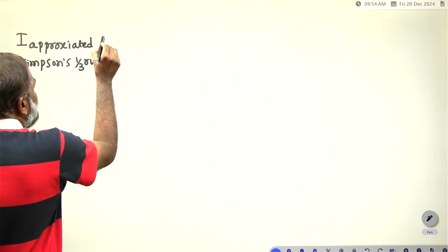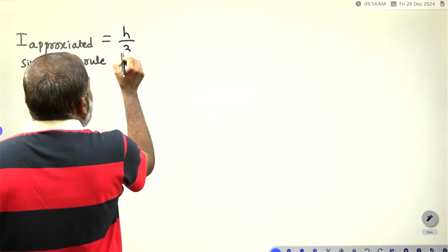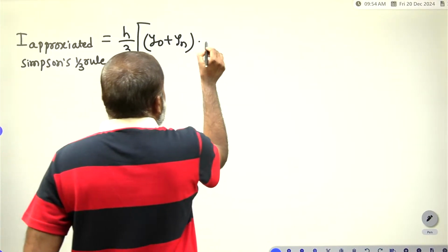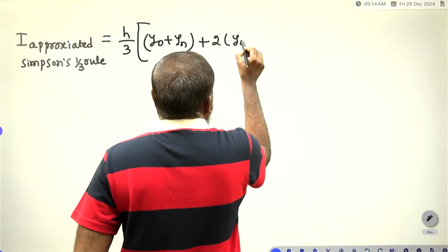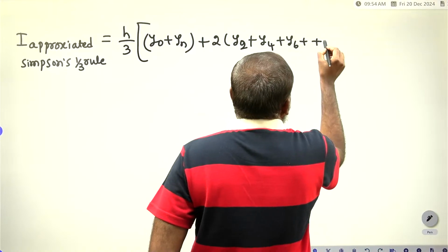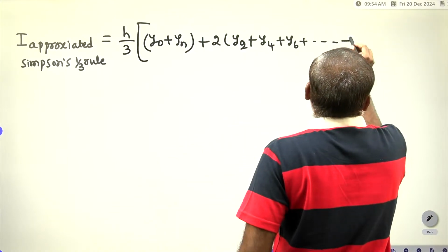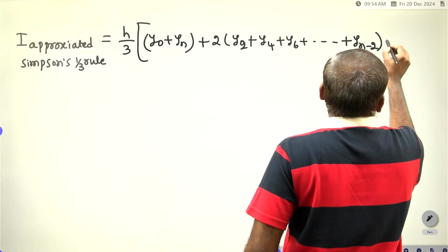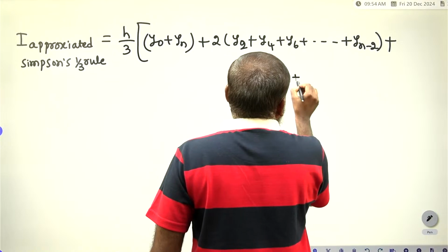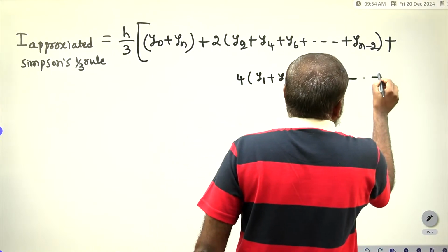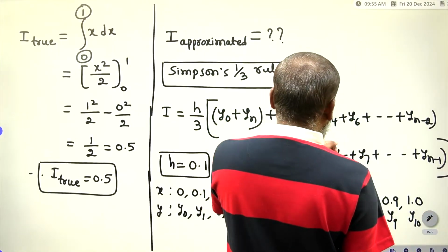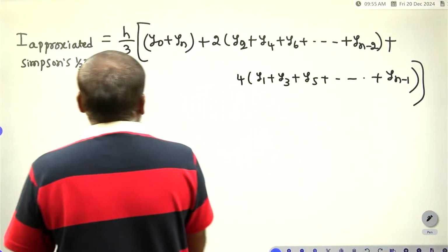So Simpson's 1/3 rule is h by 3 into first term plus last term, plus 2 into even terms: y2 plus y4 plus y6 and so on, plus yn minus 2, plus 4 into odd terms: y1 plus y3 plus y5 and so on, plus yn minus 1. This is the rule. Now substitute the values.